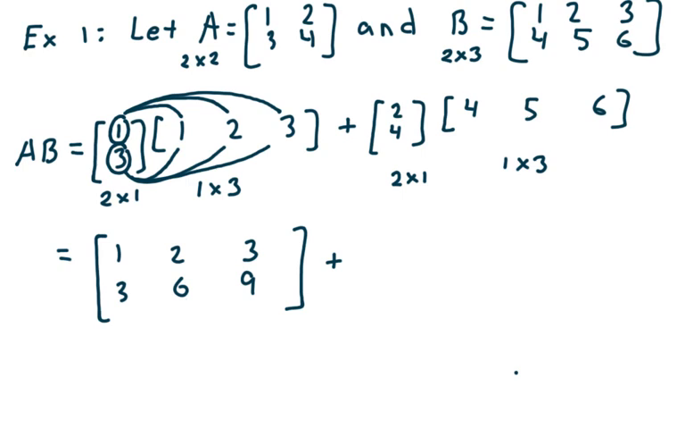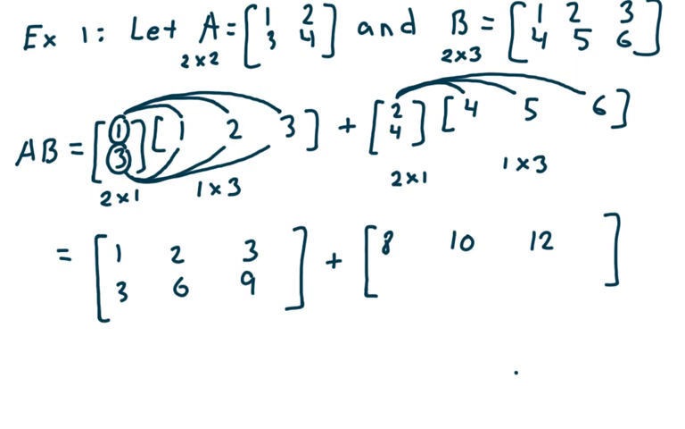Now, for this second matrix, I'm going to take 2 times every single entry in the second matrix. So 2 times 4 is 8. And remember, I'm getting the first row. 2 times 5 is 10. And then 2 times 6 is 12. To get the second row, I'm going to take 4 times 4 is 16. 4 times 5 is 20. And then 4 times 6 is 24.